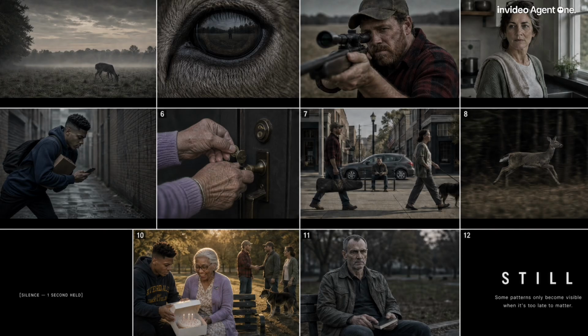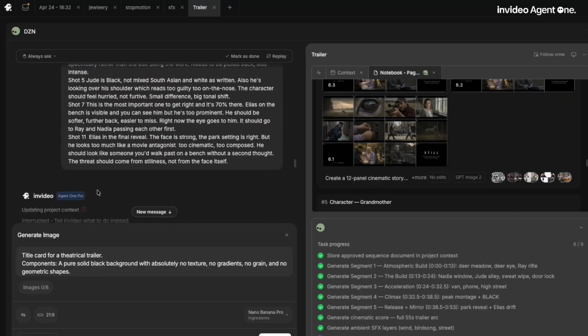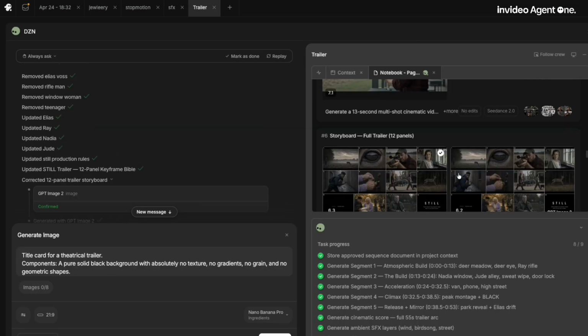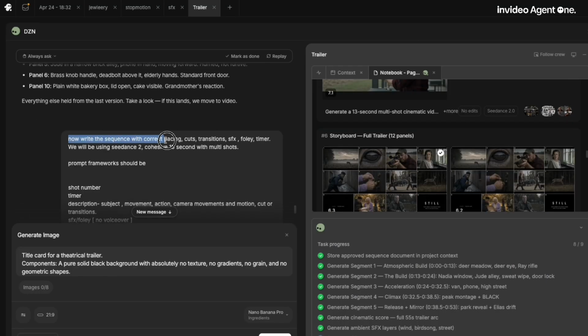Next was the storyboard. Around 12 panels. I reviewed it and fixed a few shots using panel numbers. Then I defined timing, camera movement, and transitions.